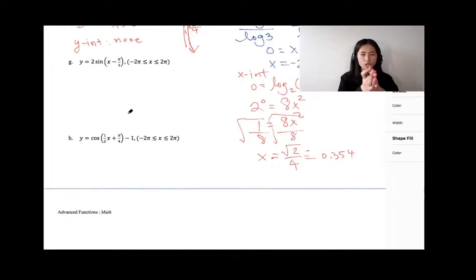So first of all, when you're drawing trig functions, you need to figure out what your amplitude is, which is a, right? You need to find what your k value is, and you need to find your period. So period is equal to 2 pi over k, right? So k is your constant right here.